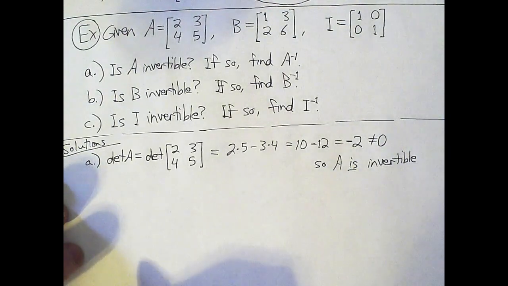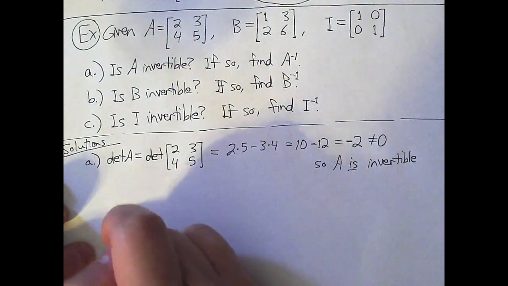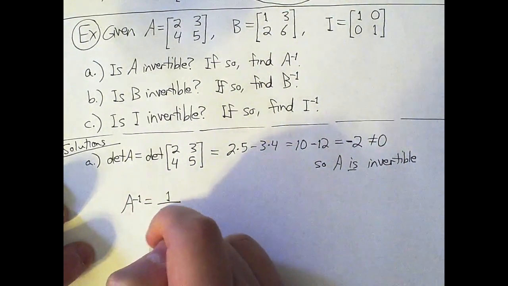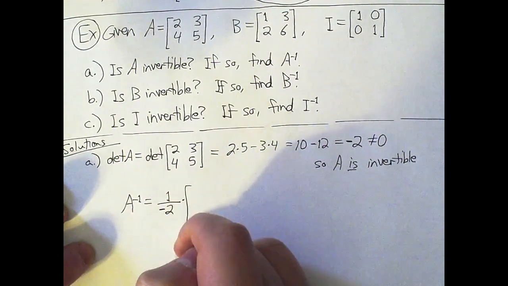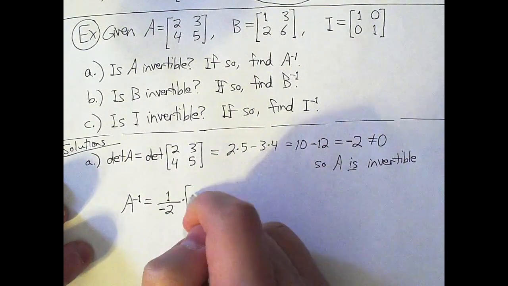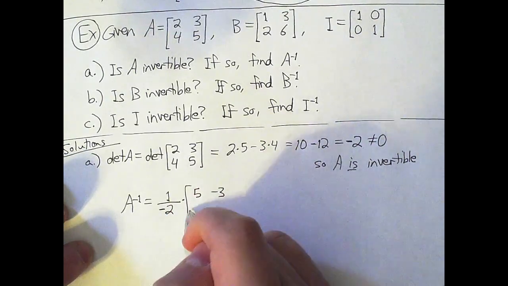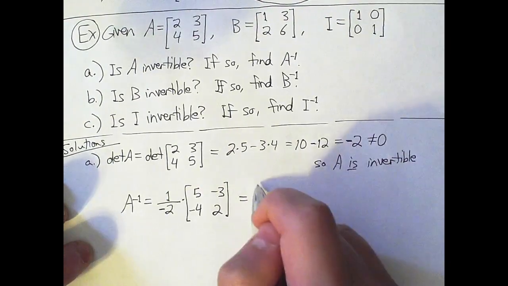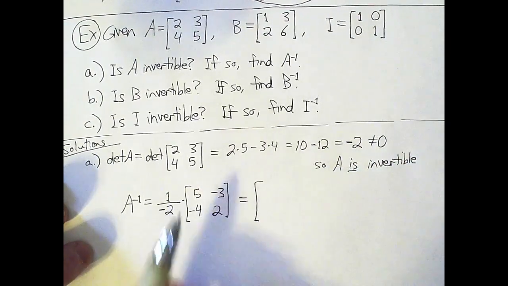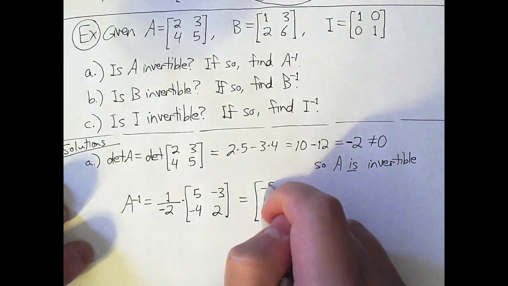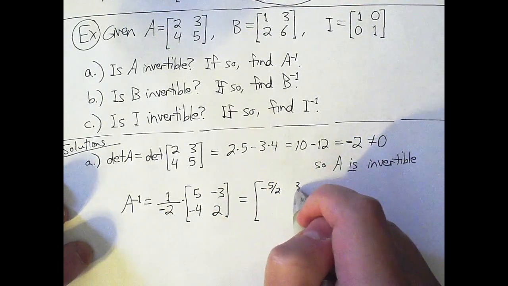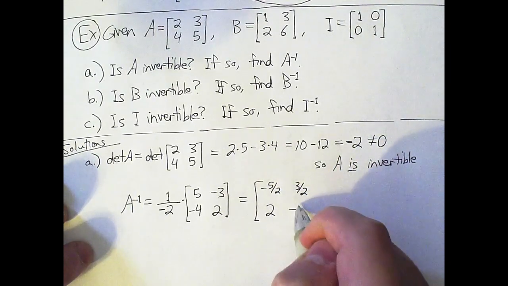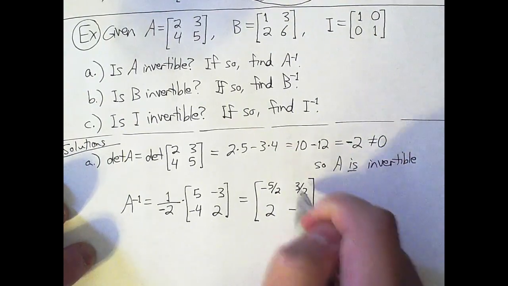And now the problem says to find A inverse. A inverse is going to be 1 over the determinant, so I'm glad that I found it, because we need it anyway, times 5, negative 3, negative 4, 2. So multiply negative 1/2 times each of these numbers. You get negative 5/2, positive 3/2, positive 2, and negative 1. And that's the answer for part A.